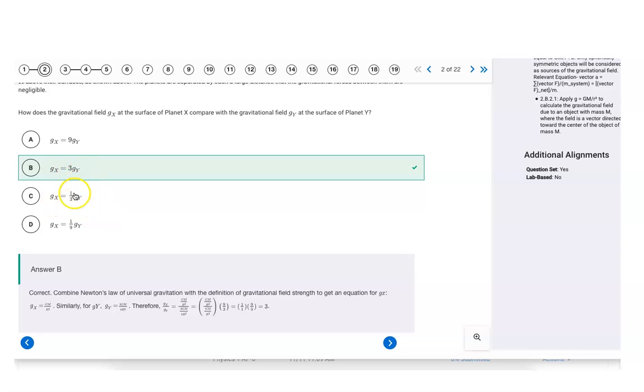So what is confusing, I think, would be B and C. So make sure you answer in terms of Gx. So Gx equals 3 multiplied by Gy, or Gy is 1/3 of Gx. I hope it makes sense.